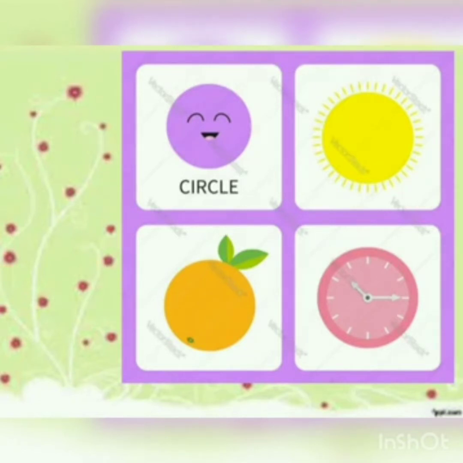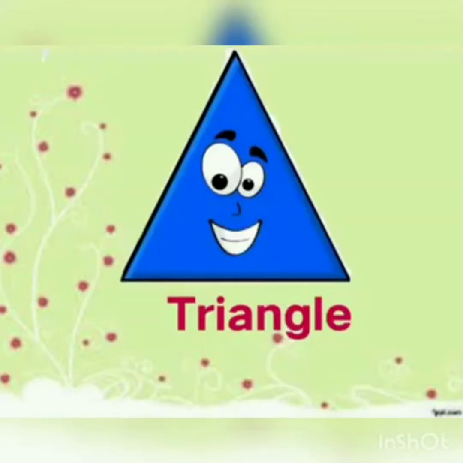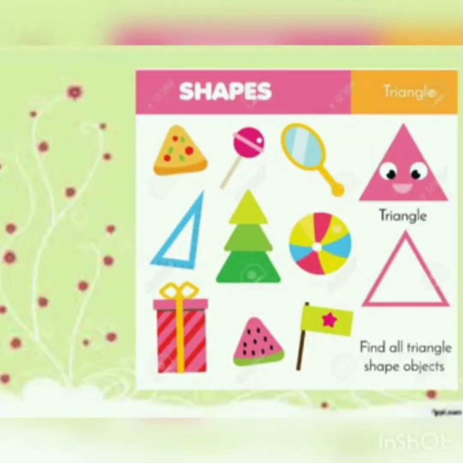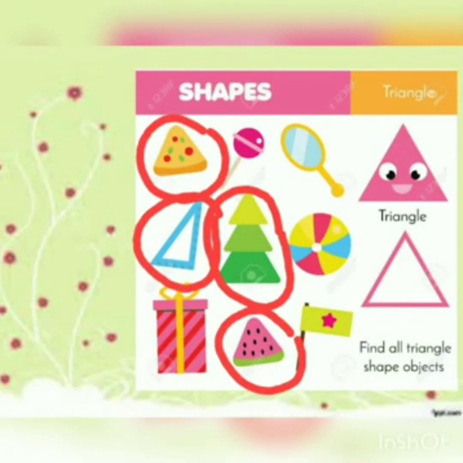Move to the next one. Triangle. This is triangle. Here are some shapes. Students, find all triangle shapes, objects. Kids, हमारे पास सामने कुछ shapes हैं. हमने इनमें से triangle find out करना है. Have a look. That pizza, that tree, watermelon, and the shape of triangle. These are all shapes of triangle. Move to the next one.